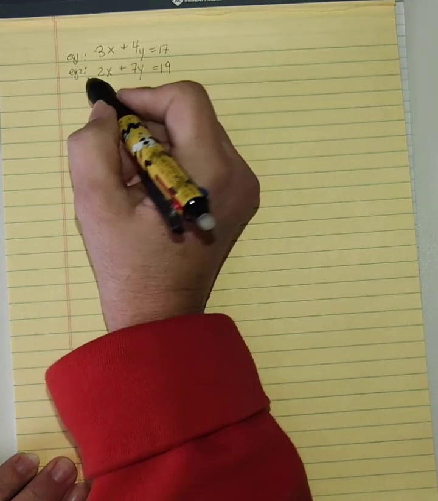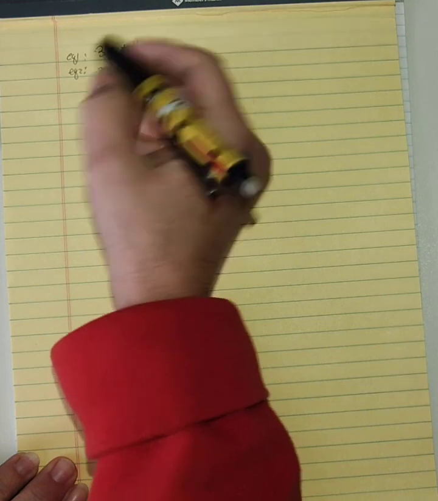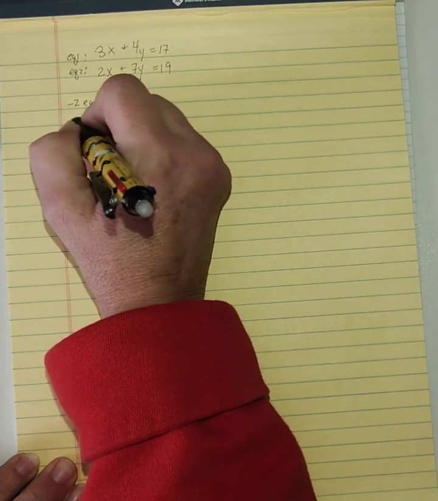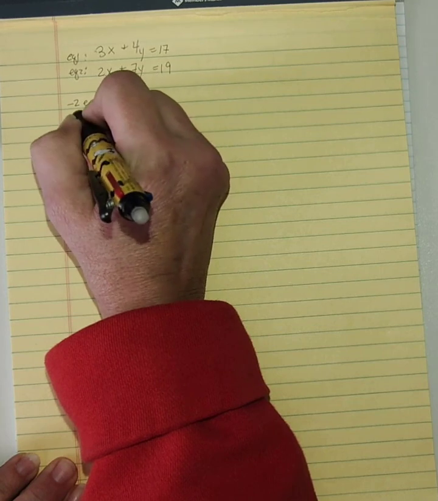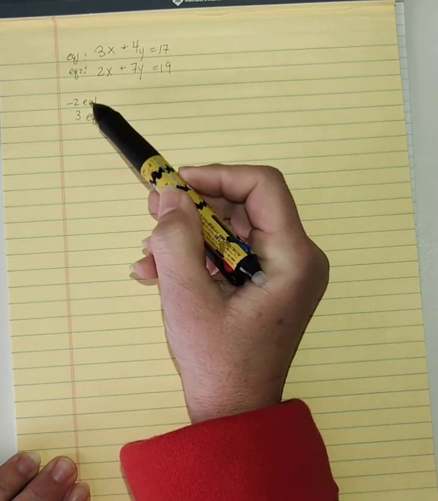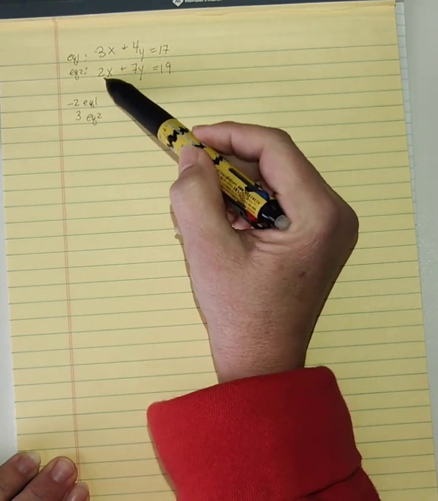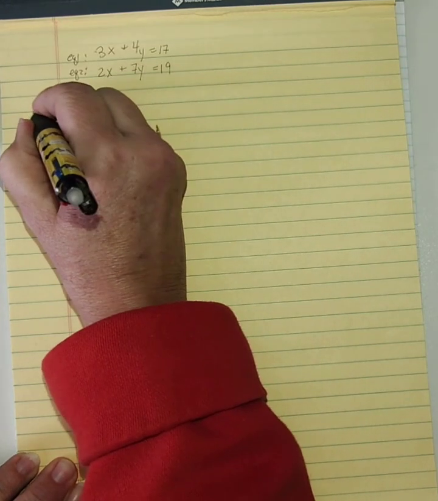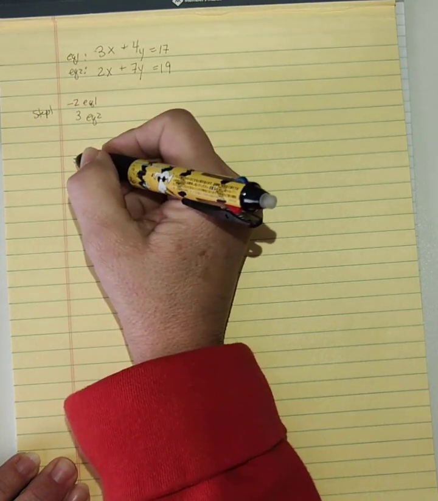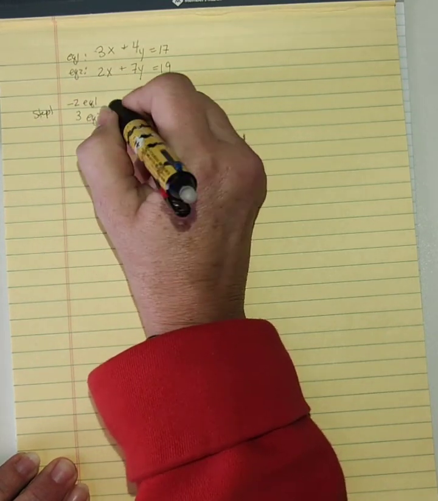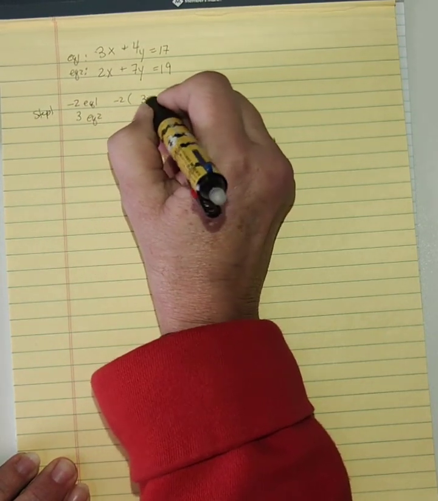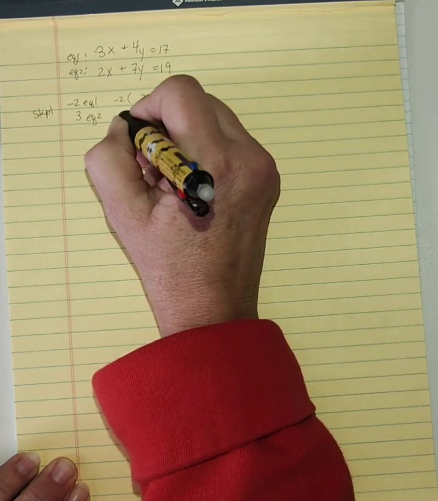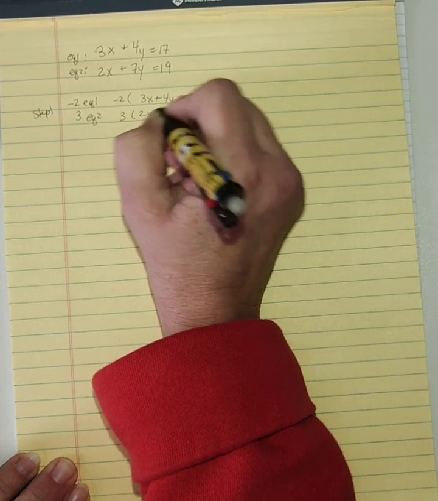signs. So I'm going to multiply equation 1 by negative 2 and equation 2 by a positive 3. If I do that, I'd have negative 6 and a positive 6. So this would be step 1, figuring that out and executing it. So negative 2 times that whole equation 1 and 3 times my equation 2.